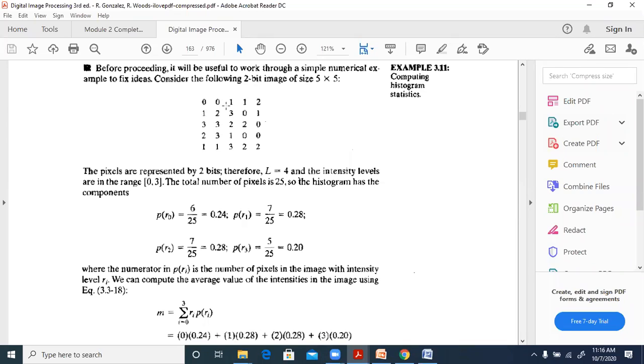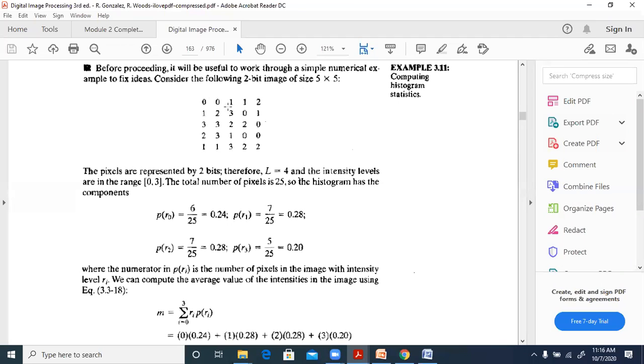Then if you see ones, 1, 1, 1, 1, 1, 1, 1. So we have 7 ones in this figure of 25 pixels. So therefore, PR1 will be 7 by 25. That is equal to 0.25.